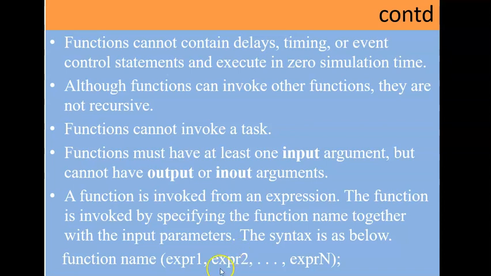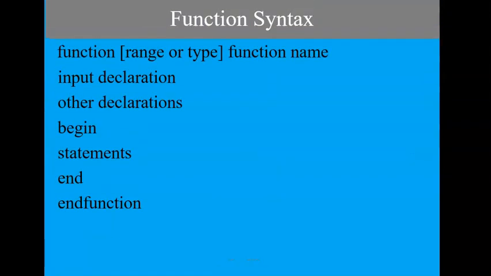So the syntax is below: function, the function name, followed by expression 1, expression 2, up to expression n. There may be n expressions. This is the syntax of a function. There may be a range of numbers or a type, whatever it may be, followed by the function name. Next, input declarations, and any other declarations. Then begin, you write some statements, then end for these statements, and end function for this function. This is the common syntax of your function.